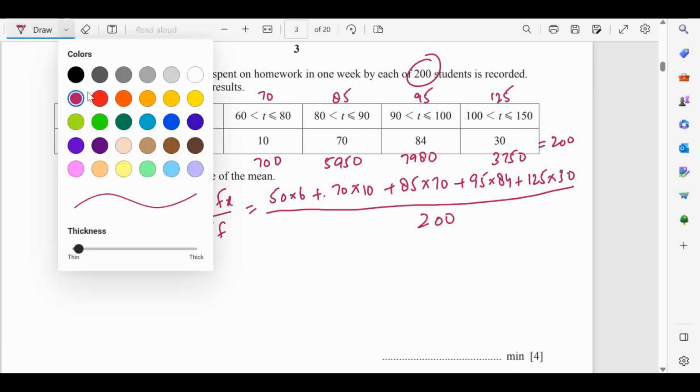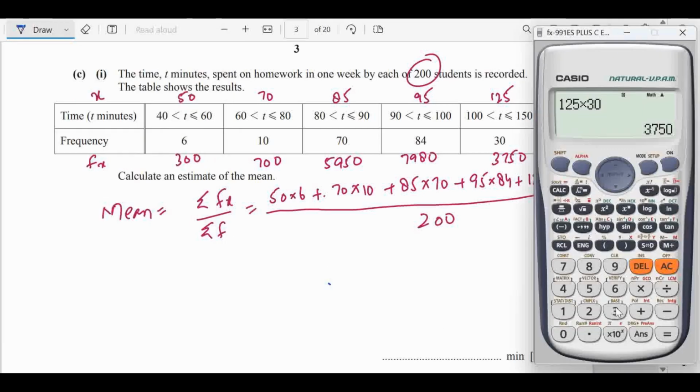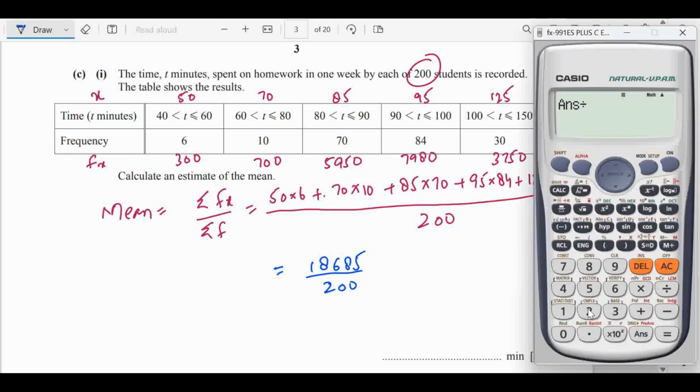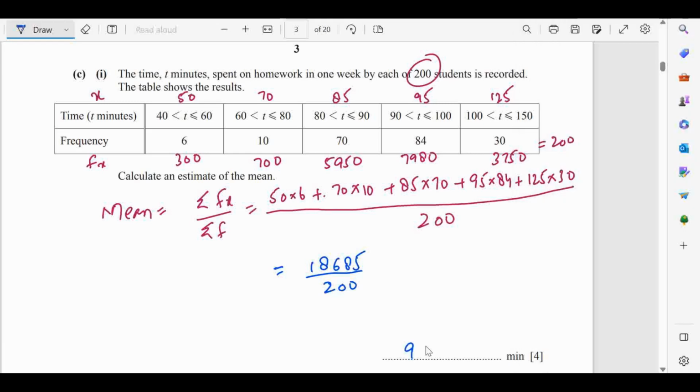Now let's add it. So this will be 3750 plus 7980 plus 5950 plus 700 plus 300. So this will be equal to 18685. 18685 whole is divided by 200. So this will be equal to 93.425. I must write it over here. This is the estimated mean.